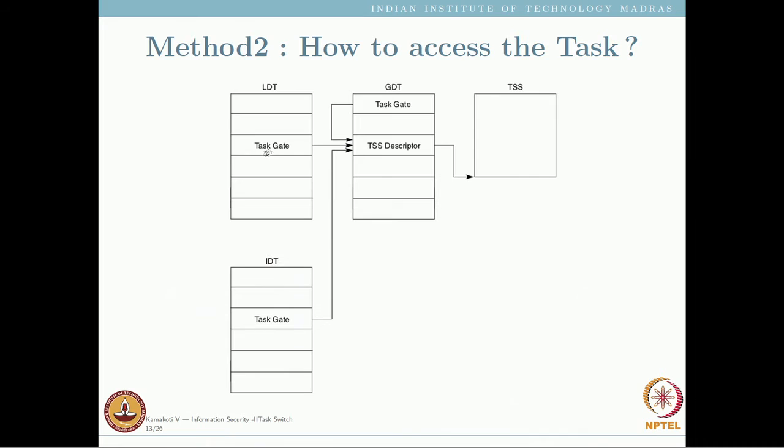So this is the LDT, IDT, so the task gates can be in LDT and IDTs. For example, IDT also, yesterday I told there are instances where I cannot use an interrupt gate or a trap gate, I need to use a task gate. Actually I need to do a context switch for solving certain interrupt related routines. Why should I do that? We took the case of the double fault, right.